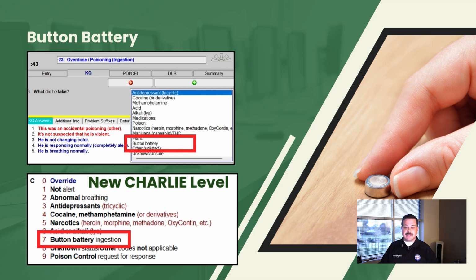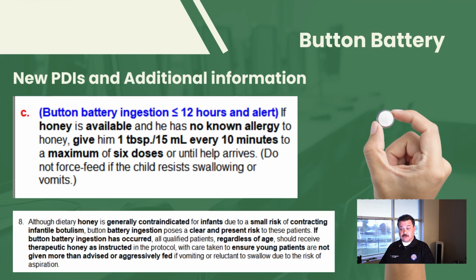So here is the new PDI that asks if honey is available, and if they have no known allergy to honey, we want to give them 1 tablespoon every 10 minutes to a maximum of 6 doses or until help arrives. Some of you might be thinking, wait, what about the infants? And yes, honey is not typically given to infants due to a small risk for botulism. However, while considering this, we know that the button battery ingestion is posing a clear and present danger at the moment, and steps should be taken to mitigate that risk, meaning that even in cases involving infants, we will instruct honey to be given when appropriate.